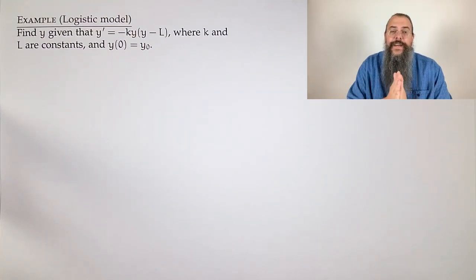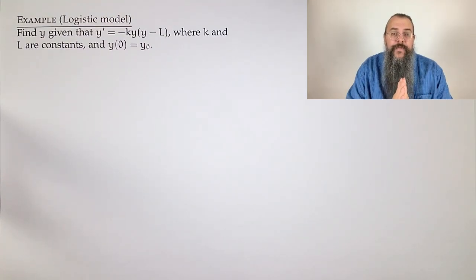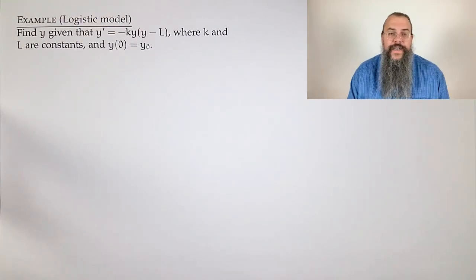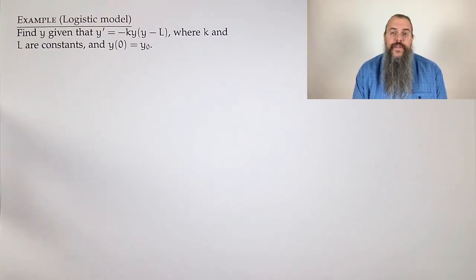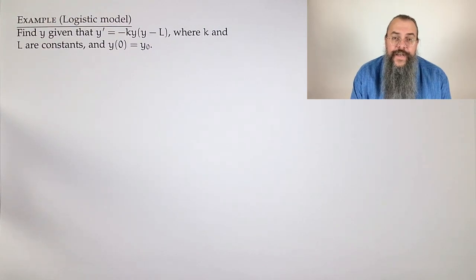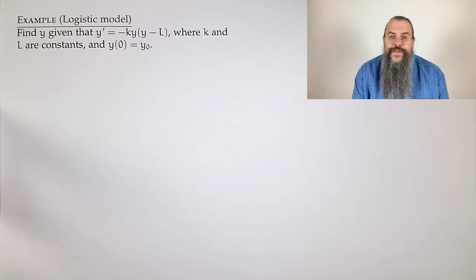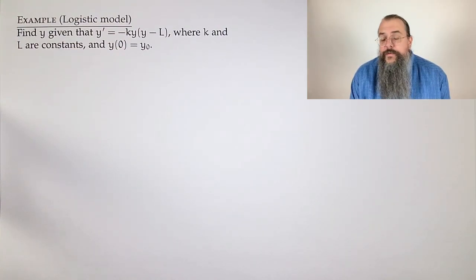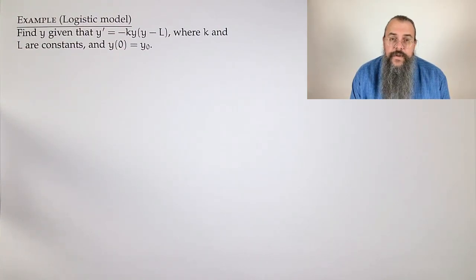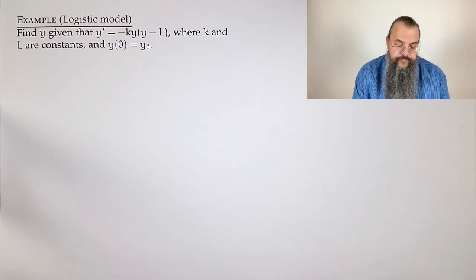All right. The logistic model. So find y given that y prime is equal to minus k times y minus l, where k and l are constants, and y of 0 equals y not. All right, great. So this is used for various things. It can be used for a more realistic model of population, for instance.